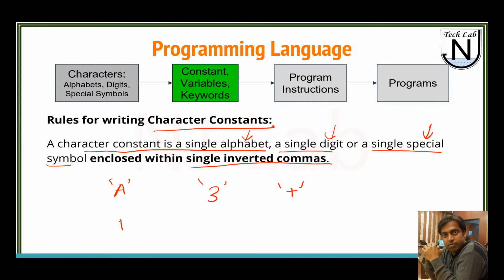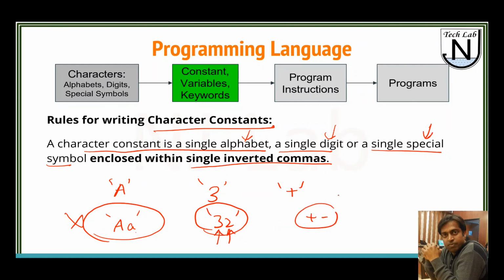If someone writes two characters inside the quotes, it is not valid because it contains 2 characters. It is not allowed and will not be considered a character constant. If someone writes this, again it is not a constant because it contains 2 constants, 3 and 2, plus minus. So to write a character constant, we should use only a single character enclosed within single quotes.